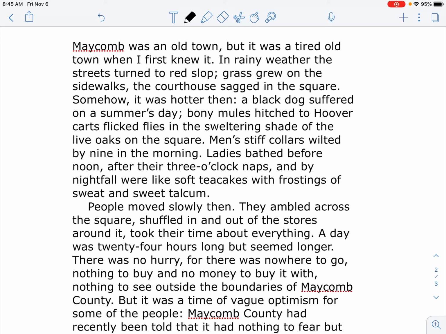Maycomb was an old town, but it was a tired old town when I first knew it. In rainy weather, the streets turned to red slop. Grass grew on the sidewalks. The courthouse sagged in the square. Somehow it was hotter then.